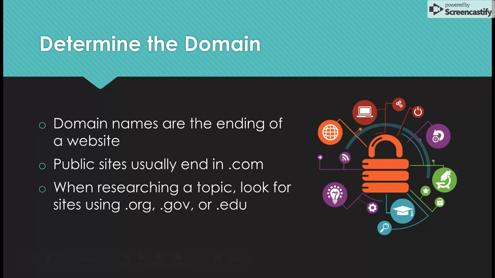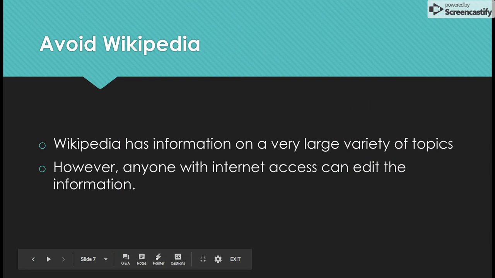The second step is to determine the domain. So the domain is the ending of the website, whether it be .com, .org, or .gov, that's the domain. So public sites, which are the ones that everyone can create, usually end in .com. So those ones, if you're doing some research for a project, you may want to avoid those because they can be created by anyone. Whereas a website that ends in .org, .gov, or .edu, those are usually generated for academic use and research use.